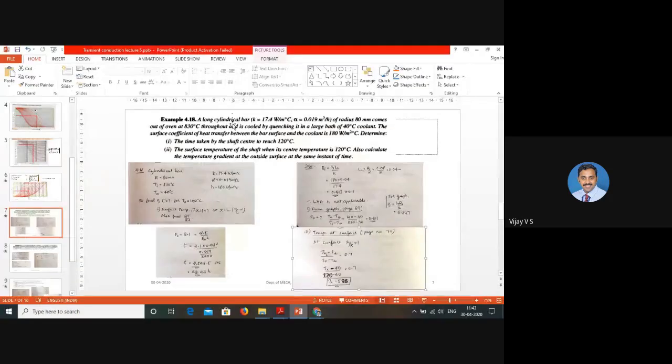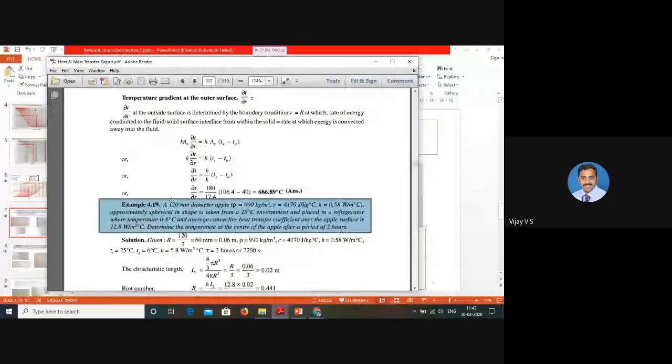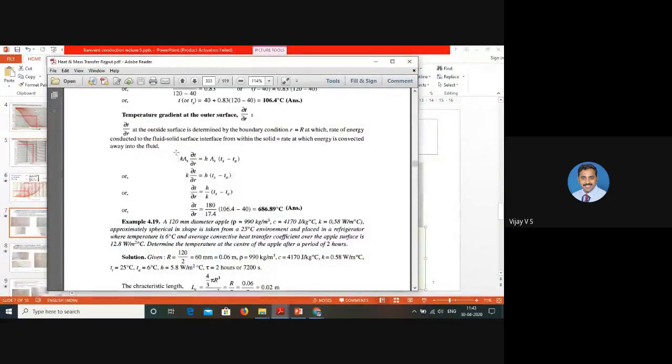Okay, fine. So now the last one is the temperature gradient. They asked for the temperature gradient at the surface. So K into del T by del r, you have to take at the surface. Heat entering by conduction equals heat leaving by convection. If you substitute, you will get the delta T by delta r value. We know h, we know K, the surface temperature, and the ambient temperature.